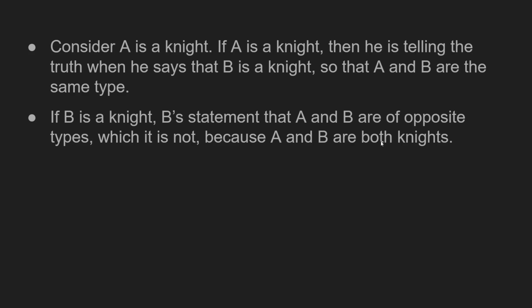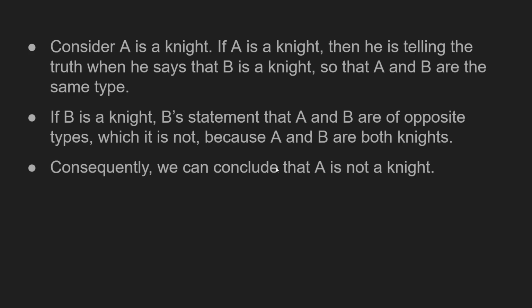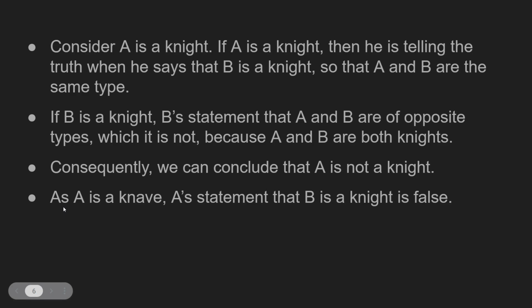That means something is wrong. Someone is telling a lie. So consequently, we can conclude that A is not a knight. Alright. As A is a knave, A is a liar. So A's statement that B is a knight is false. Alright. So B is also a knave.